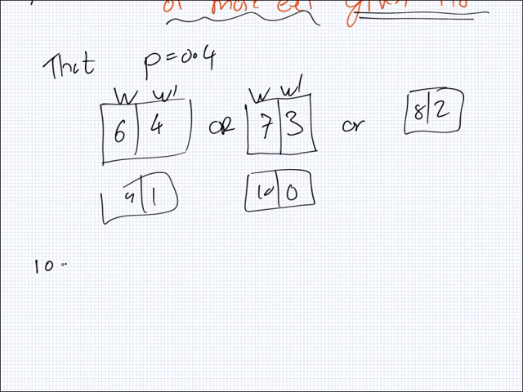It's 10C6, 0.4 power 6, and the next one is 0.6 power 4. And then we continue with the other ones, okay? I'll give you a minute to calculate that.